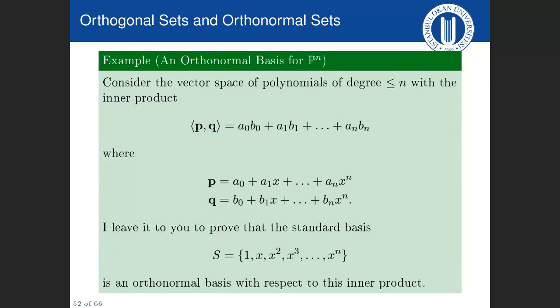Next, I want to talk about an orthonormal basis for Pn. We're going to be considering the vector space of polynomials of degree less than or equal to n, and this time we're going to be using this inner product. So it's basically a dot product of the coefficients in the polynomials. I'm going to leave it for you to prove that the standard basis, that's the basis 1, x, x squared, etc., is an orthonormal basis with respect to this inner product.